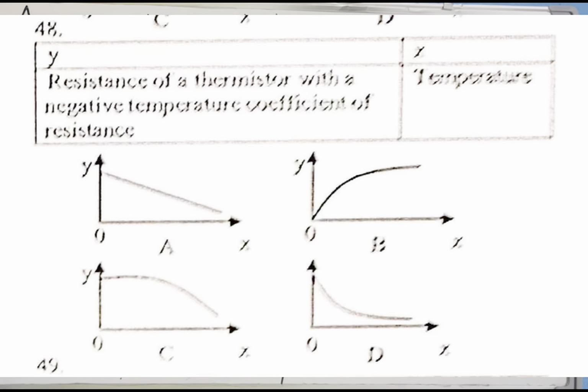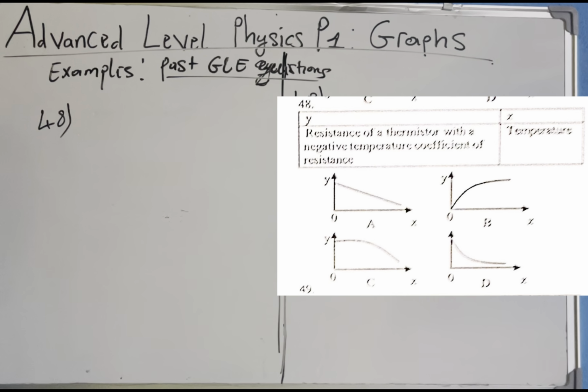So the resistance of a thermistor with a negative temperature coefficient of resistance and temperature. Okay. First of all, we all know that a thermistor is a non-ohmic conductor. Are we together? It means that it does not obey Ohm's law. It means that its VI characteristic is a curve. That is what you should know first of all.